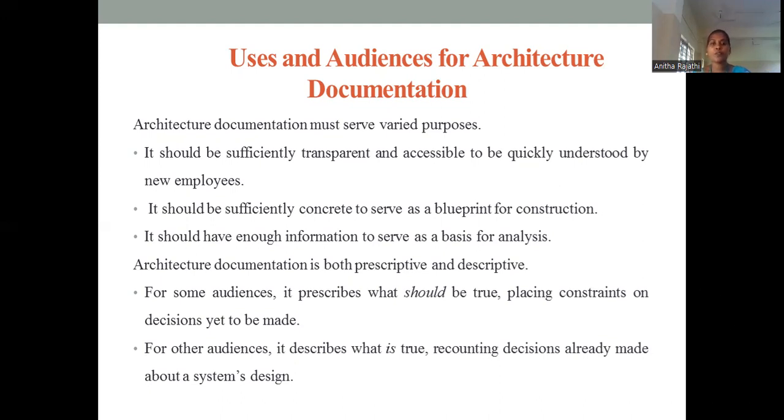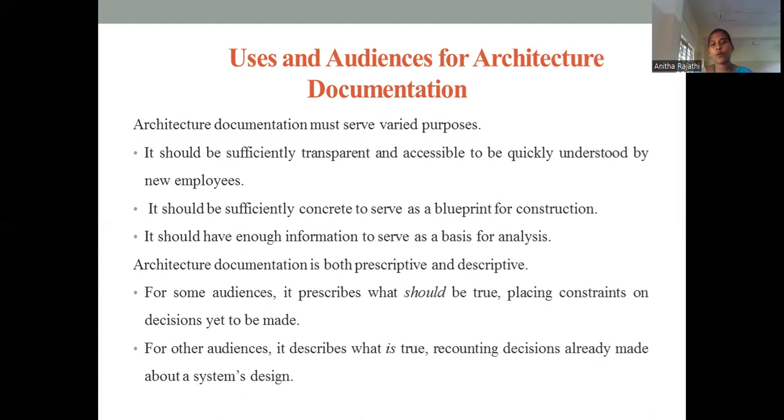Next, it should have enough information to serve as a basis for analysis. Documentation should start with the basics so that they can give their own analysis on that particular application. It should not be just a gist of what the application does or a gist of the architecture that you have designed. It should have each and every concept of the particular architecture.